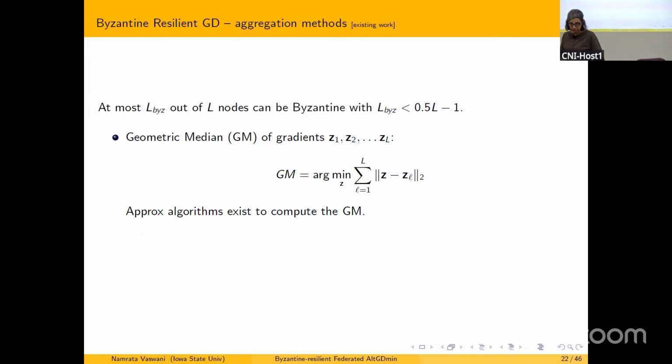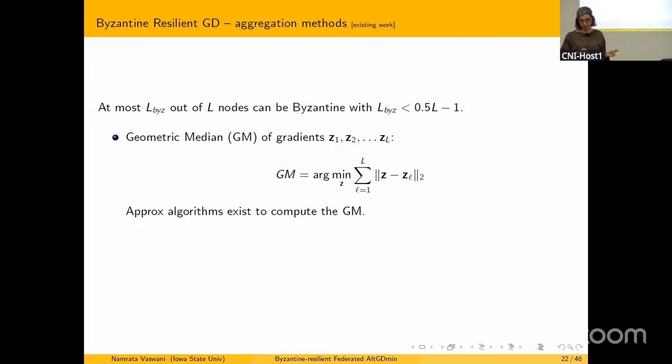Okay, so then we'll briefly talk about Byzantine resilience, and then hopefully I'll just introduce the three other problems where AltGDmin still is a good idea, mostly for communication efficiency reasons. So Byzantine resilient gradient descent is a well-studied area. There's a lot of literature on it.